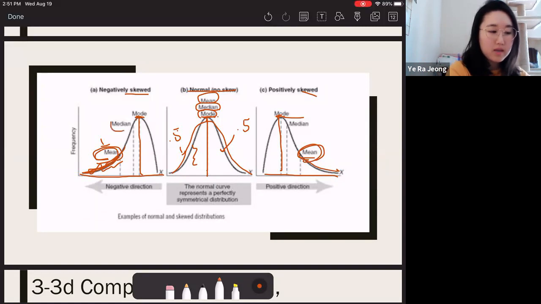And finally, median, again, is the middle point. So it's somewhere in between mode and mean, making sure that 50% is below that point and 50% above that point. And that usually falls between mode and the mean. Okay. So let's start over.